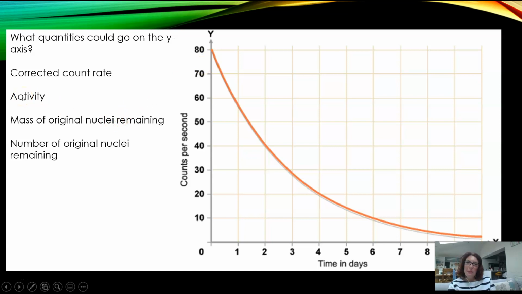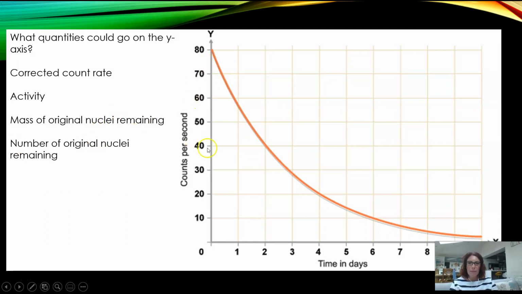You can have activity. Now activity will be much, much higher because when you do a count rate, you're only counting in a specific direction. So the Geiger tube only counts this way. But if the source is in the middle here, okay, the activity would be all the way around the source. So the activity would be a lot higher, but it would still cover the same curve and it would still have the same half-life.